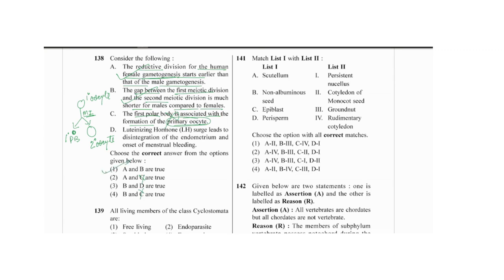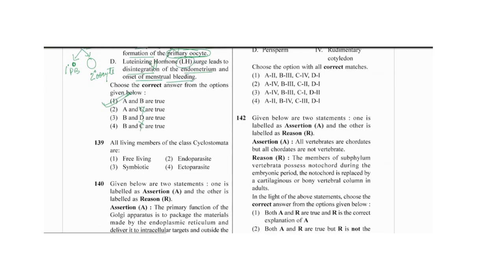A and B together are given here: LH leads to the disintegration of the endometrium and onset of menstrual bleeding. Not because of LH. Menstrual bleeding is because of low LH and FSH, both LH and FSH, not because of that. Then, living members of the cyclostomes will always be on the upper surface, not the inside. So endo is not there, it should be ecto.